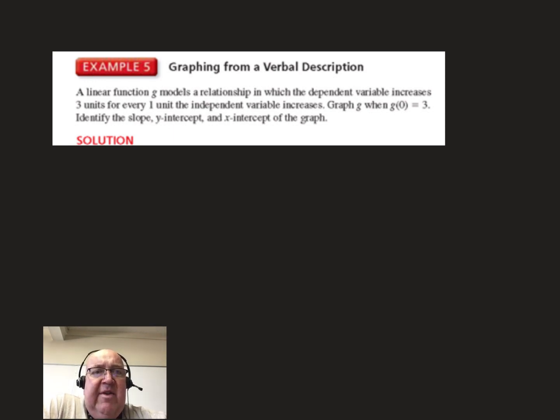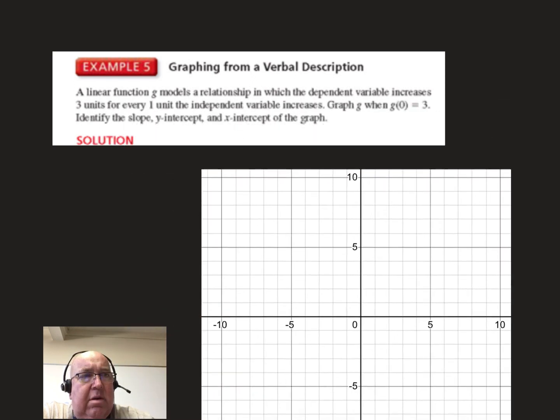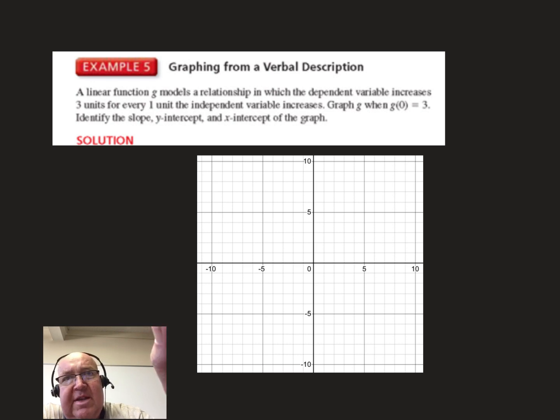So we're going to graph a verbal description. Let me grab a graph here real quick and put it in here. Hopefully I gave myself enough room.